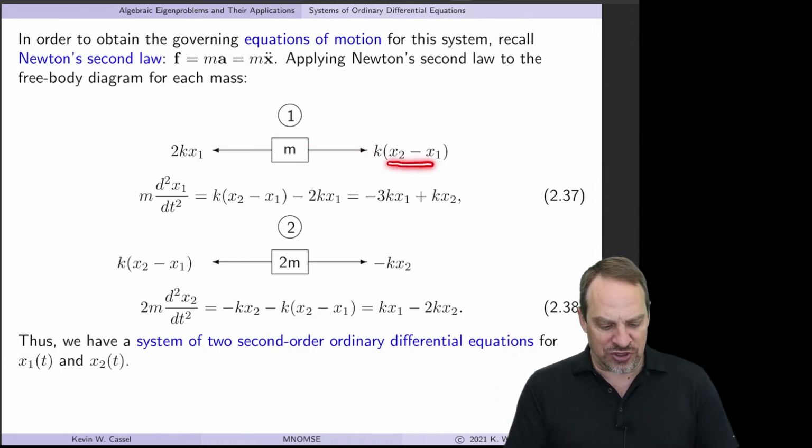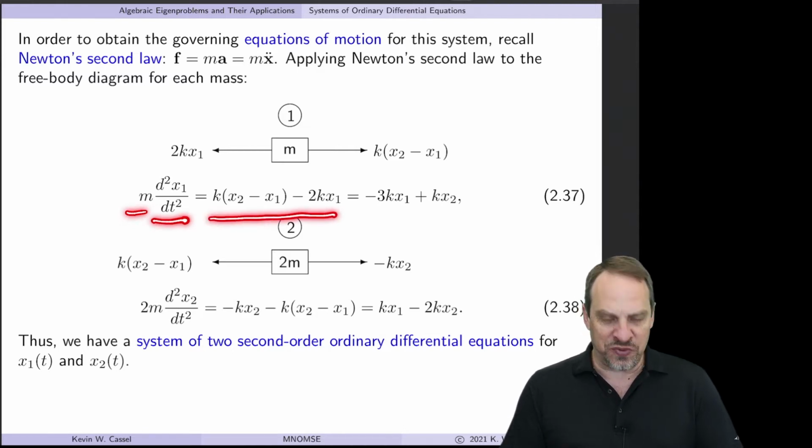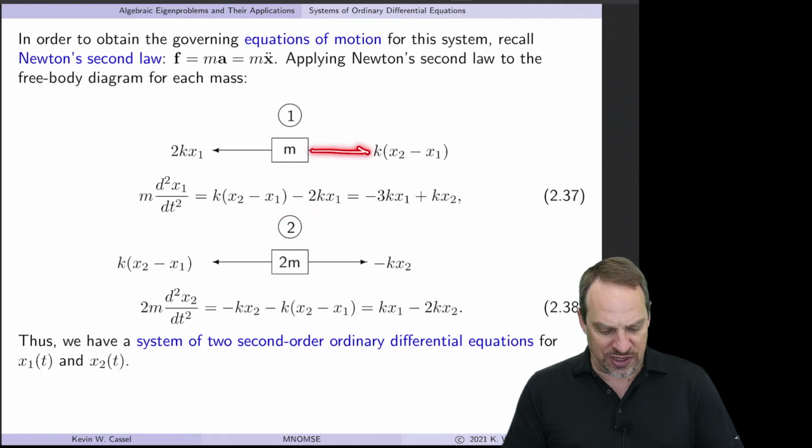So the elongation is x2 minus x1, the difference between them, times the spring constant k. So mass times acceleration, x1 double dot, is equal to the sum of the forces, taking into account the appropriate signs. We can simplify those as we've done here. So we have m x1 double dot is equal to minus 3k x1 plus k x2.